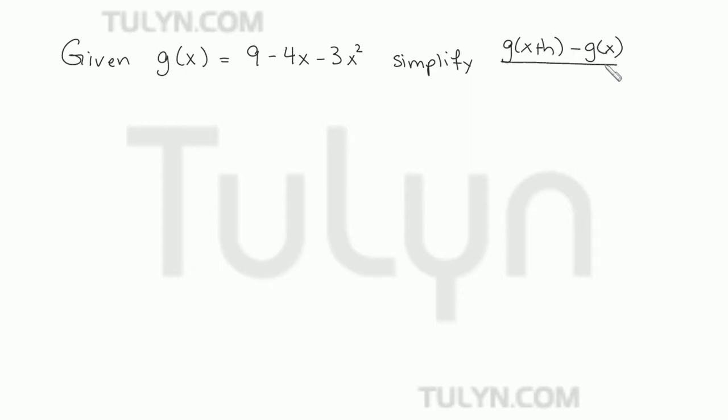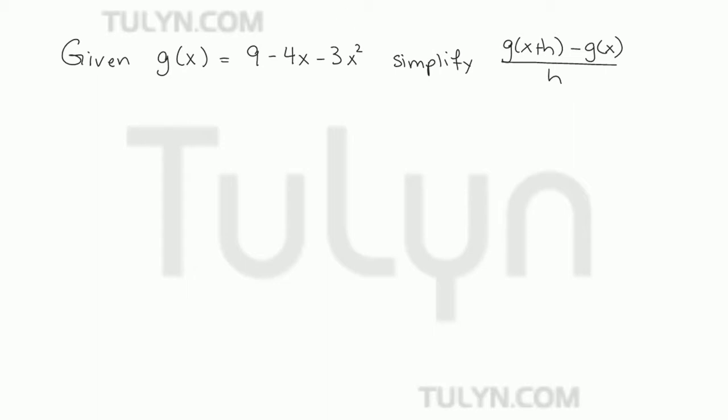Given the function g of x is equal to 9 minus 4x minus 3x squared, simplify the following rational expression, where you have g of x plus h minus g of x all over h. So the first thing to do is to take it step by step.